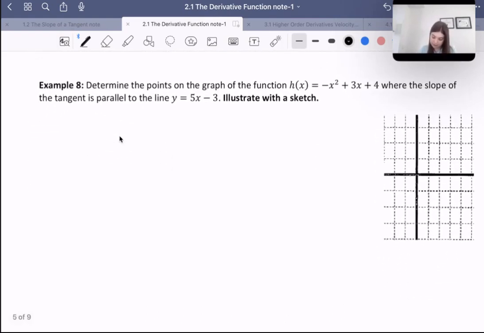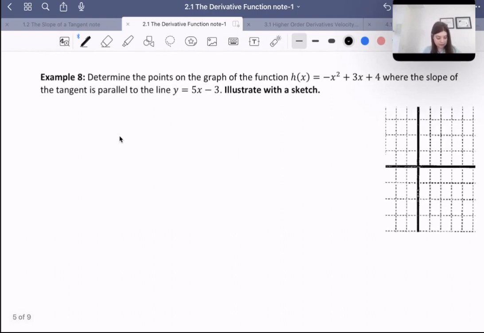All right. Let's go to this next one. This next one says, determine the points on the graph of the function where the slope of the tangent is parallel to y equals 5x minus 3. Illustrate with a sketch. Okay, so for this one, it says that the tangent is parallel to this line. So what do we know about parallel lines? We know that parallel lines have the same slope.